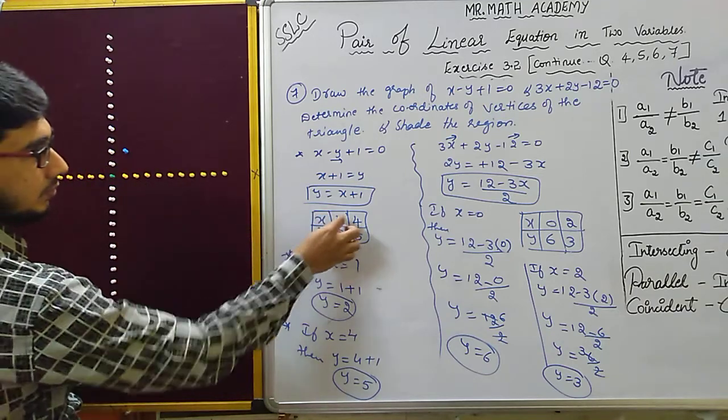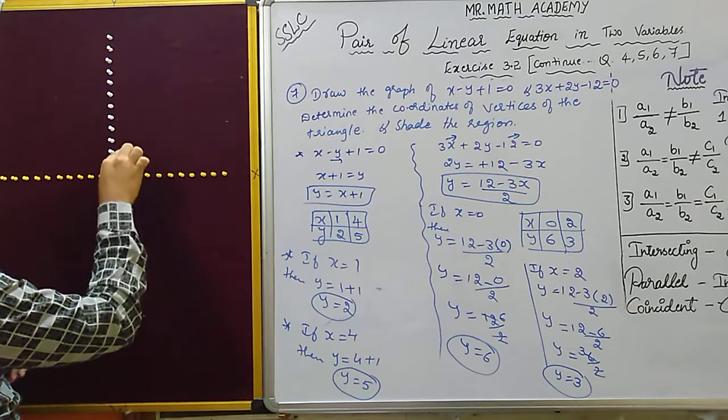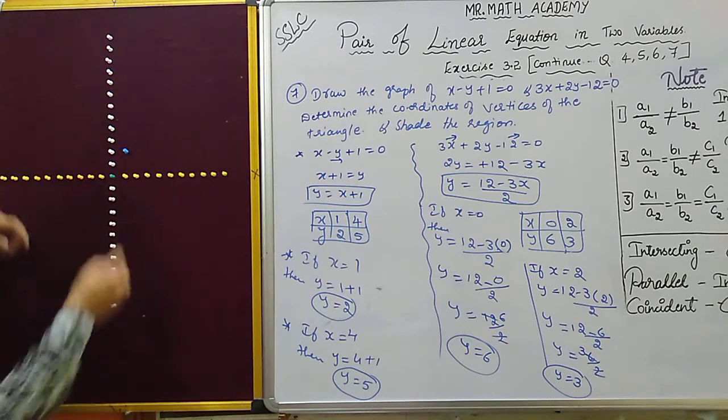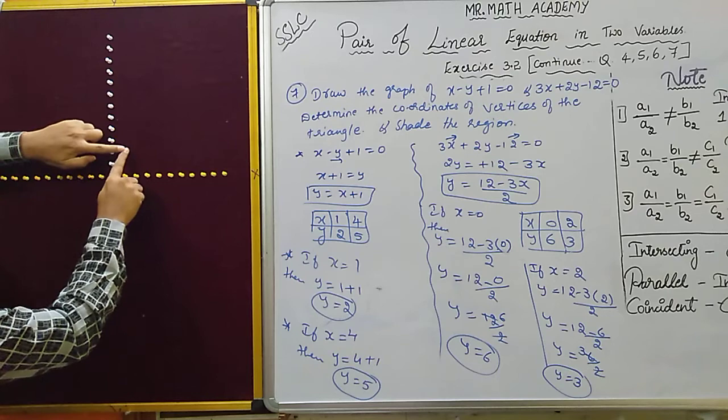See, x is 1, y is 2. So the point will get here. X is 1, y is 2, it will come and join here.